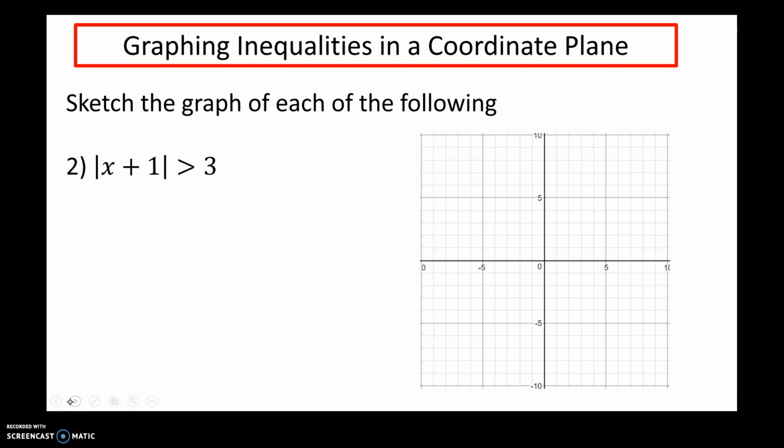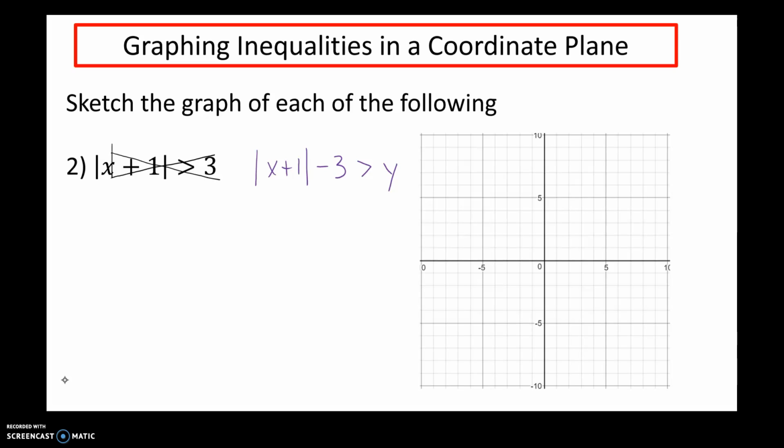All right, absolute value of x plus 1 is greater than 3. I'm going to edit this inequality so that it is a 2-variable inequality, and it'll be a simple fix. We're going to look at absolute value of x plus 1, minus 3, is greater than y. So just subtract that 3, and then we're going to put greater than y.